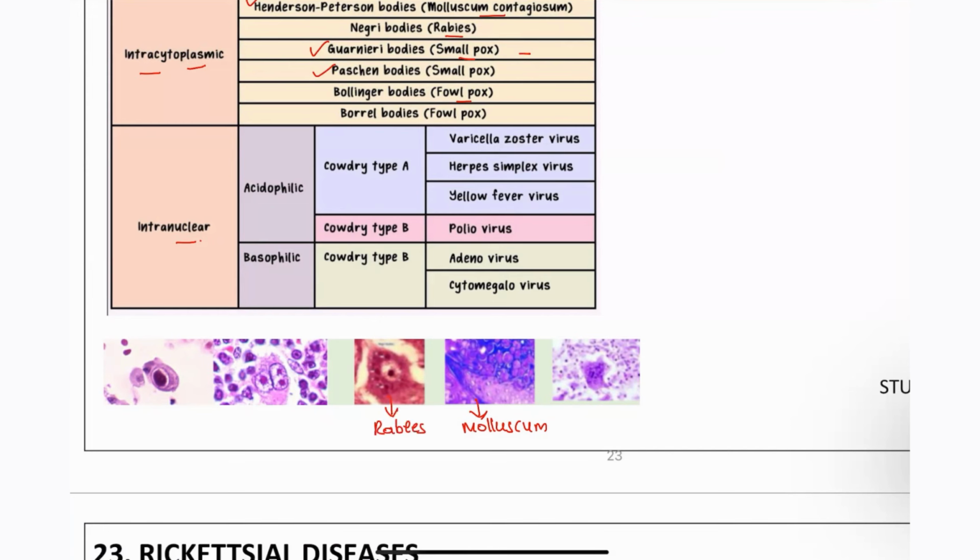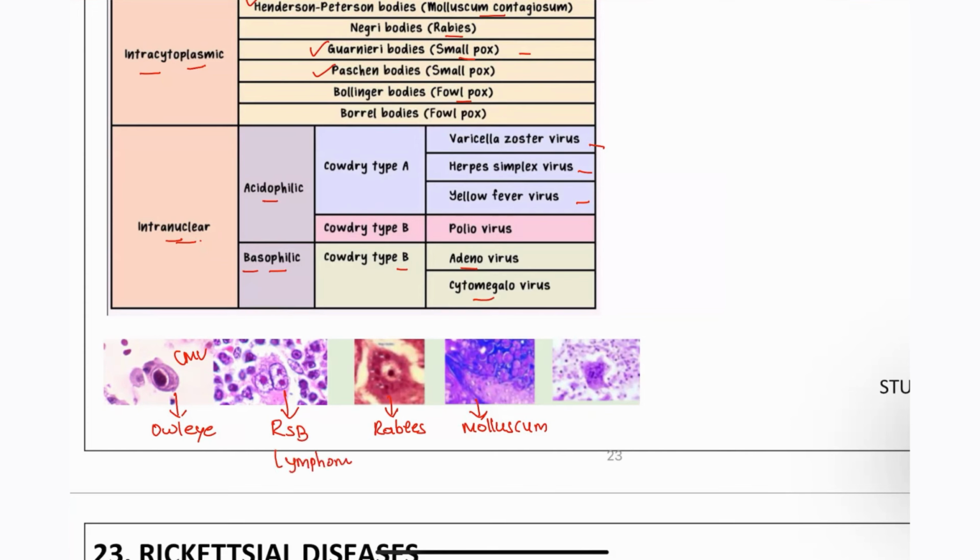Coming to the intranuclear, it can be acidophilic or basophilic. Acidophilic, again two types: Cowdry A for herpes simplex, varicella, and yellow fever. Basophilic is Cowdry B, seen in adenovirus and cytomegalovirus. In cytomegalovirus you are going to see the classical owl's eye appearance. This is the CMV owl's eye appearance, but these are the Reed-Sternberg cells, seen in lymphoma.